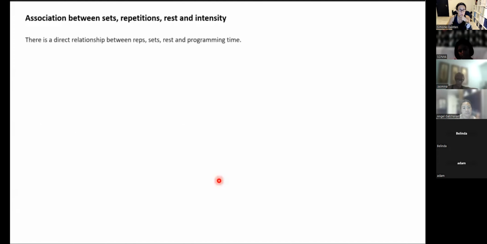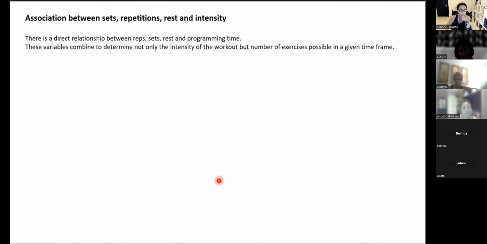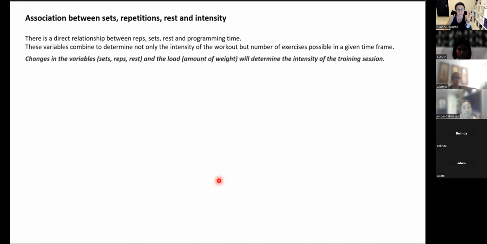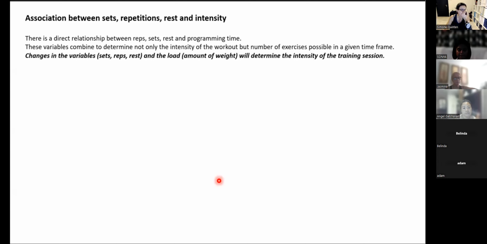The associations between sets, reps, rest, and intensity. Okay, so there is a direct relationship between those. And then these variables combine to determine not only the intensity of the workout, but also the number of exercises possible in a given time frame. Okay, so changes in the variables, such as the sets, reps, rest, and the load will determine the intensity of the training session. Okay, does it make sense, right?